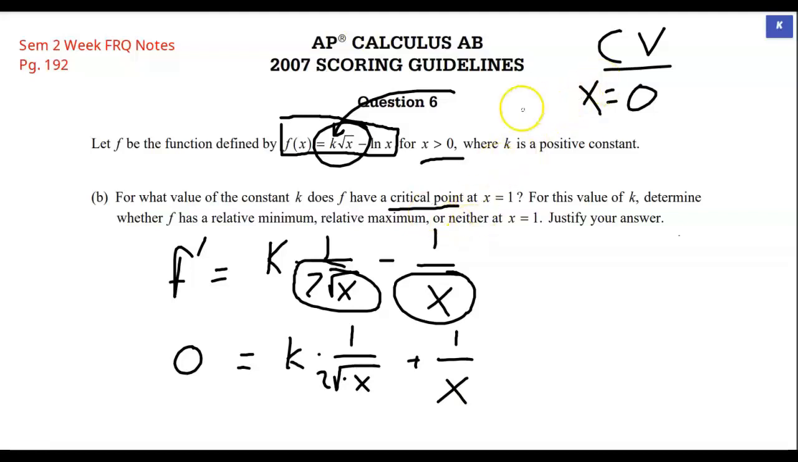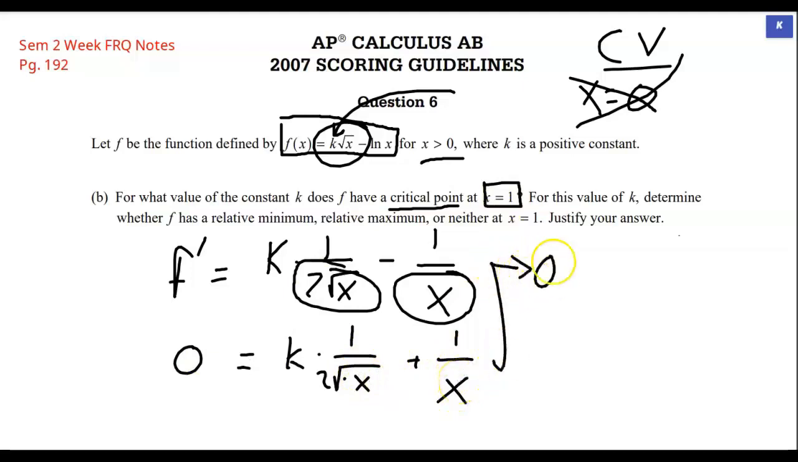Now, here's the thing about this, though. I just realized we don't really care too much about this. Do you know why? They tell us what x equals. They tell us we've got a critical point at x equals 1. So we don't care about this critical value. I'm not going to solve for x this time because I don't need to. They're telling me what x equals. So what I'm going to do is plug 1 in to both of these denominators now.